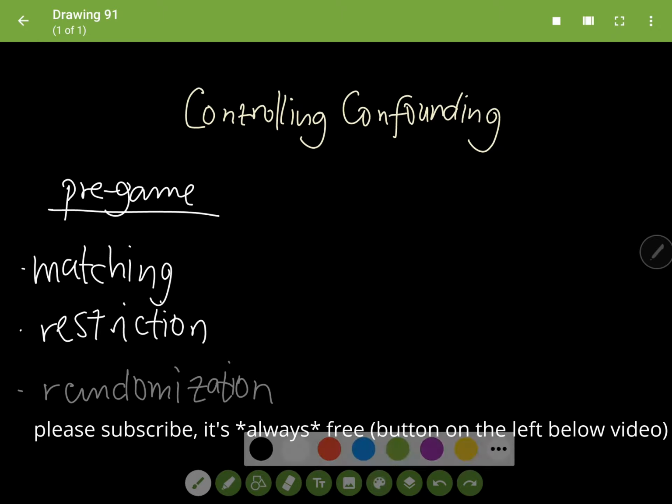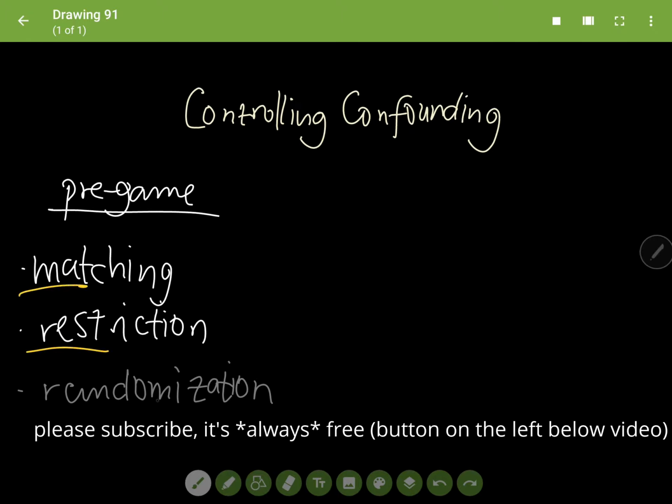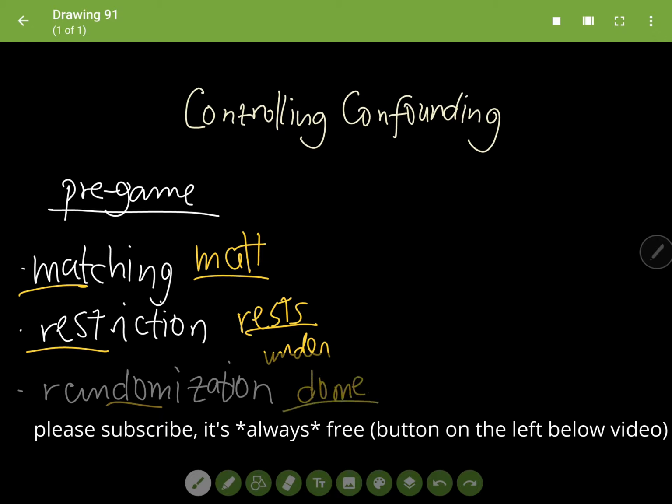And a way that I remember these three is Matt rests under the dome. Not perfect, but if it helps you remember this, then that's great.